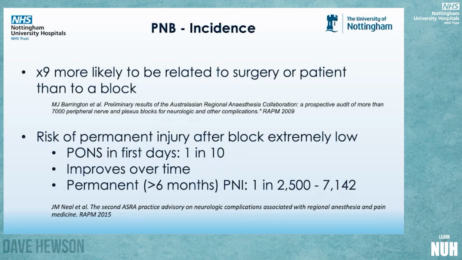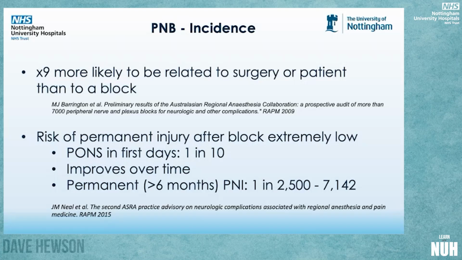I suppose the headline for this, in terms of incidence and epidemiology, Michael Barrington showed over 10 years ago now, from a big Australasian database of nerve blocks conducted in Australia. If you see a neurological abnormality after peripheral nerve blockade in a patient who's undergone surgery with a general anaesthetic, it's about 9 times more likely to be related to some sort of surgical or patient factors than to a block. That's a headline reassurance, I suppose. The risk of permanent injury after block is very, very low.